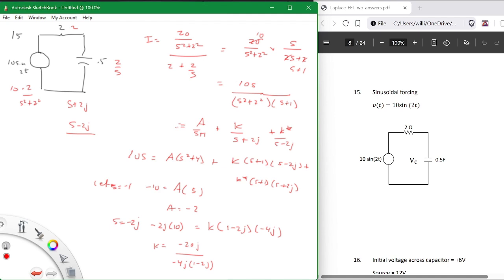So how do you do that? You put it into complex mode, minus 20i divided by parenthesis minus 4i times parenthesis 1 minus 2i parenthesis. Oops, I gotta do it again.